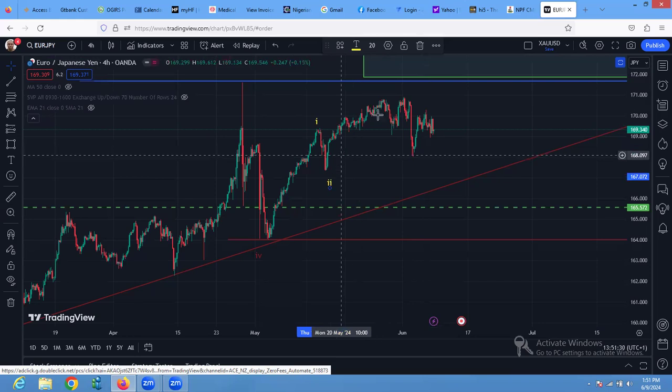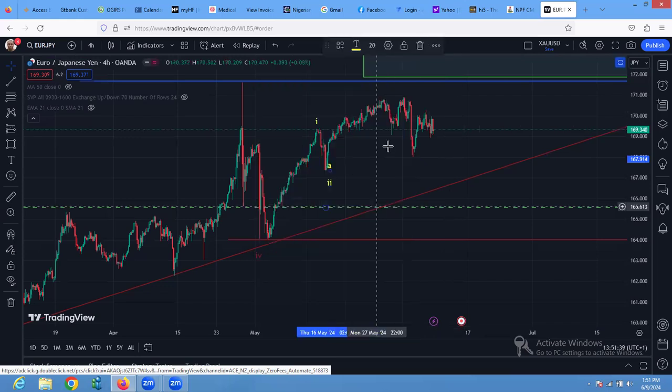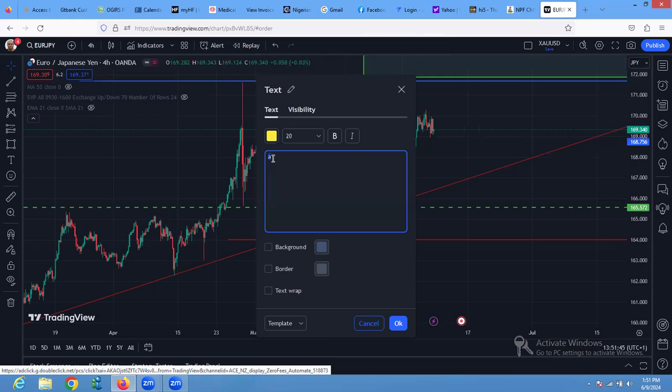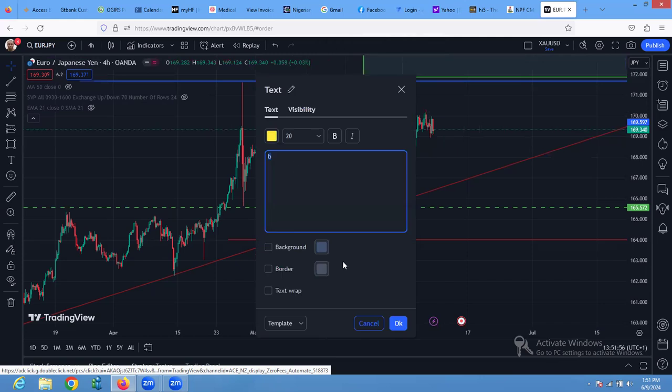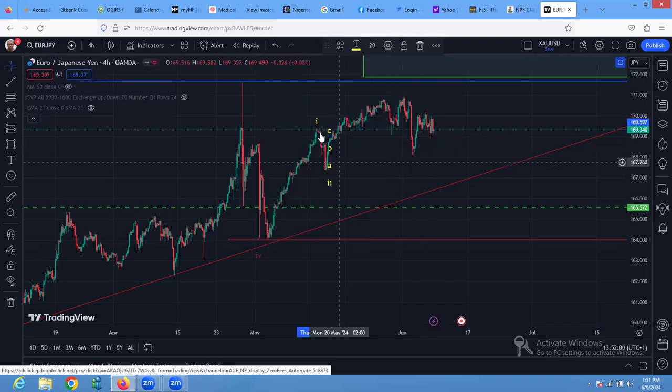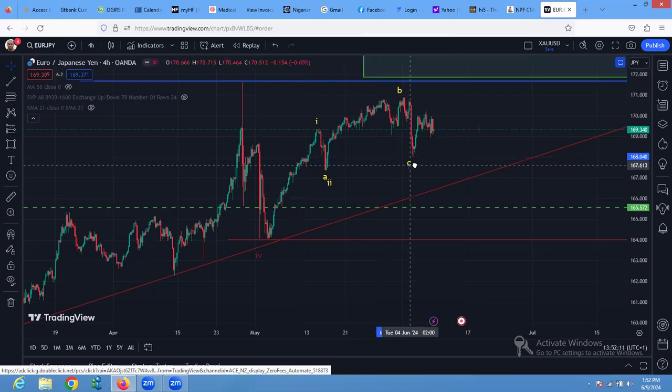So we see this now as an A of that wave 2. We are looking at a B of that wave 2. And we are looking at a C of that wave 2. So we see this as an A. We see this height as a B. Then we see this one as a C of that wave 2.